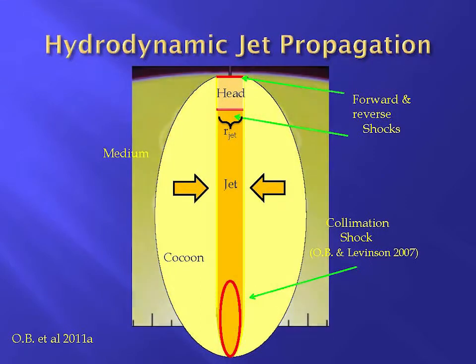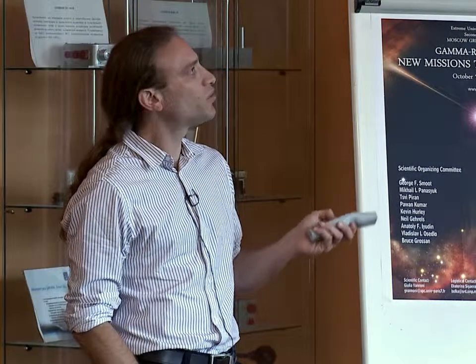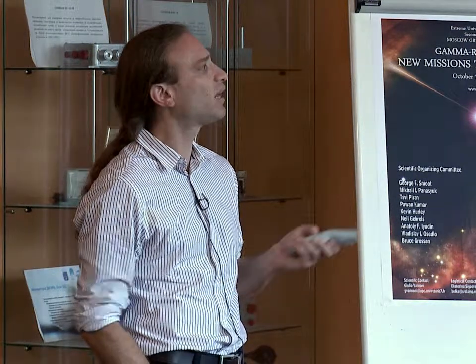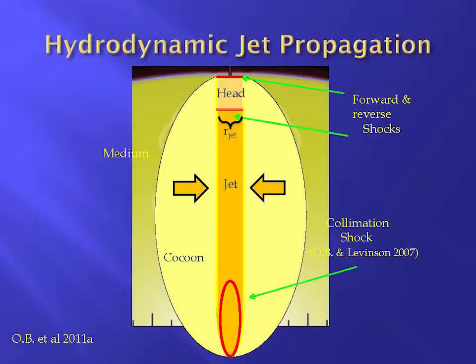Here I'm going to plot this schematic jet over a result from a hydrodynamic simulation. It was not my simulation; it was done by Morsoni et al. from 2007. And here you can see this structure, the collimation shock. You can see the low-density jet, you can see the head, and you can see the cocoon.